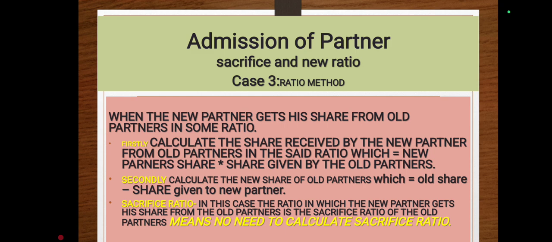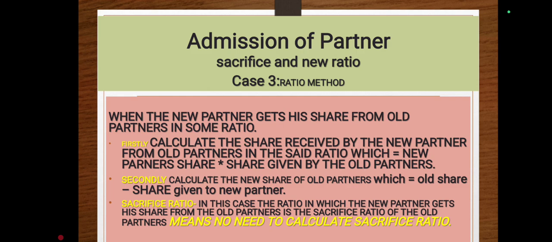Secondly, you have to calculate the new share of the old partners, and last is the sacrifice ratio, and in this case there is no need to calculate the sacrifice ratio. The ratio in which the new partner gets his share from the old partners is the sacrifice ratio. So in this case there is no need to calculate it.